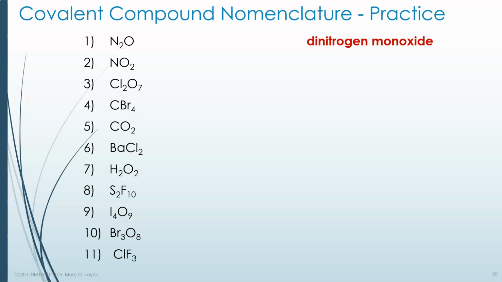NO2, now we have 1 nitrogen. Well, we just say nitrogen. We don't say mono for the first word. And we have 2 oxides, so dioxide. So this is nitrogen dioxide, just like carbon dioxide.